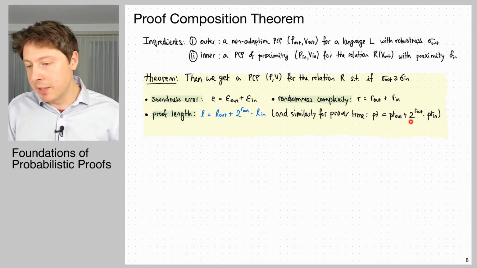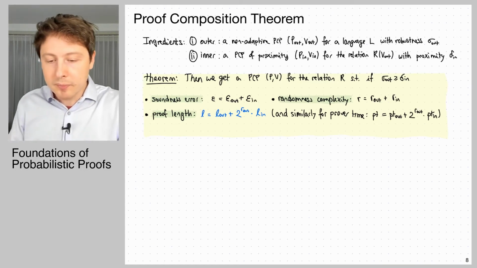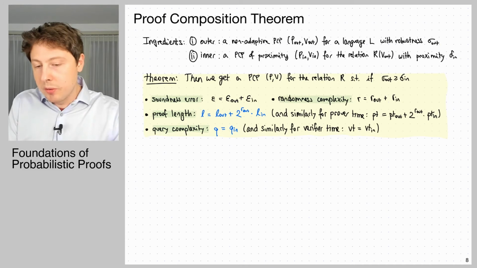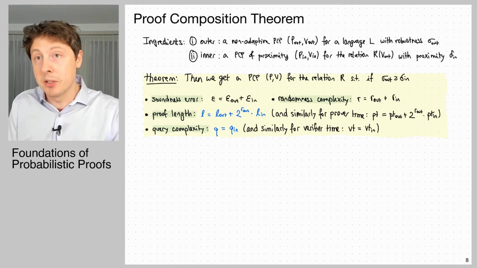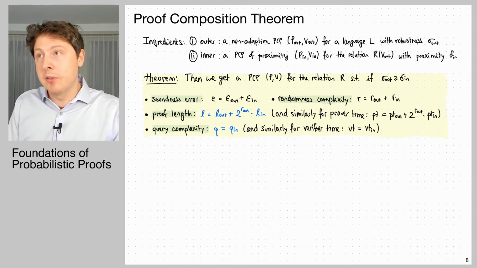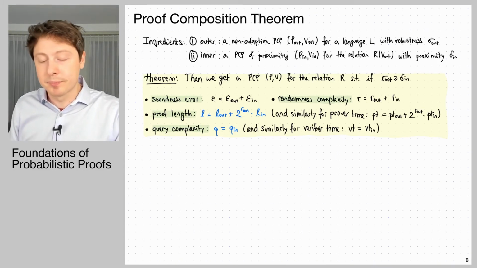And something similar happens to the prover time for the honest prover. And the query complexity is we're just paying for the query complexity for the inner proof system. And in fact, we also get a speedup on the verifier time, because we're not actually running the outer verifier, we're just running a verifier that checks it. Okay? So this proof composition theorem, basically as I've explained it, can also be used for saving on running time.